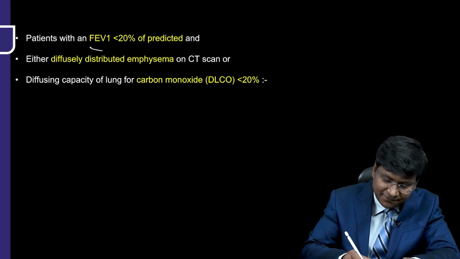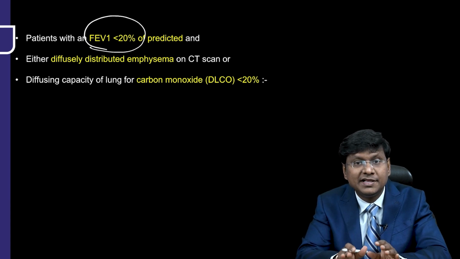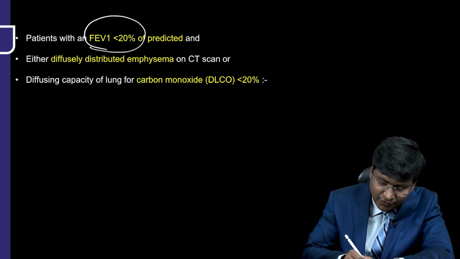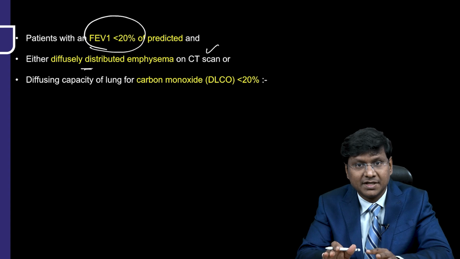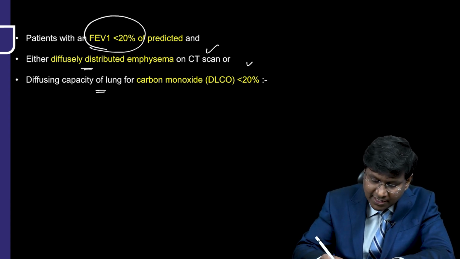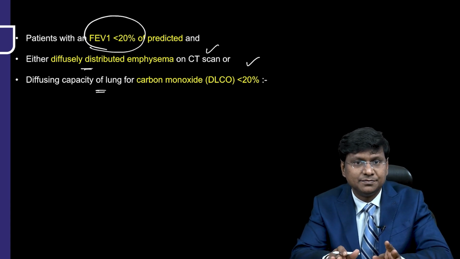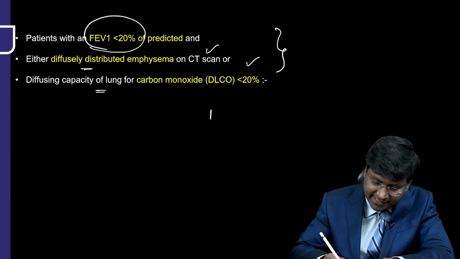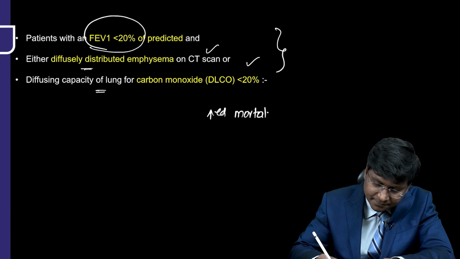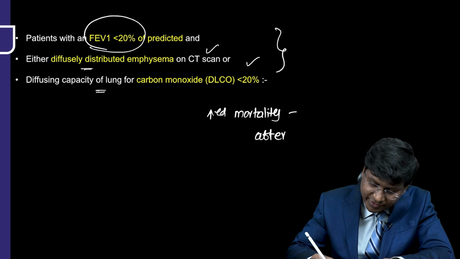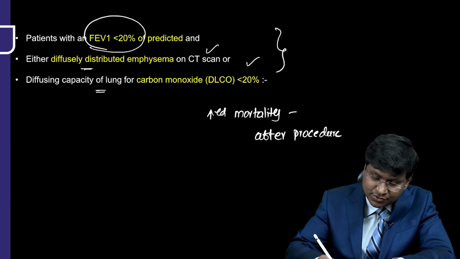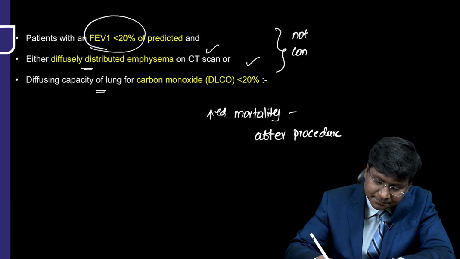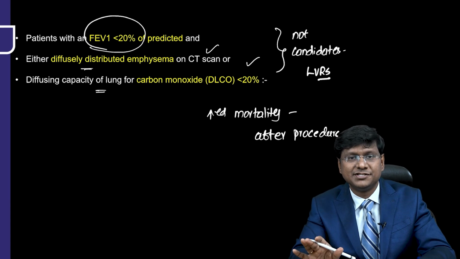And patients with FEV1 less than 20% of the predicted value and diffusely distributed emphysema on the CT scan, and diffusion capacity of the lung for carbon monoxide less than 20% of the predicted value, this group of individuals has been said to have increased risk of mortality after the procedure, and thus they are not candidates for lung volume reduction surgery.